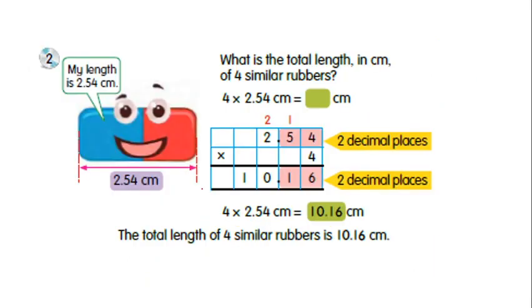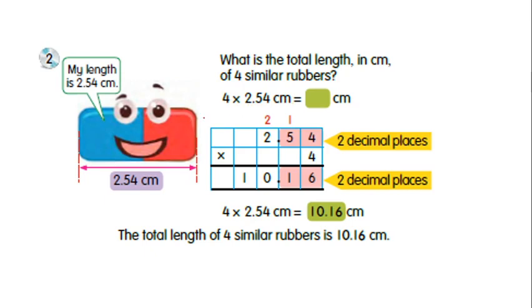So the important point is the decimal point and the decimal places. Okay, kalau darab seperti nombor biasa juga, cuma tengok pada titik perpuluhan dan juga berapa tempat perpuluhan. Okay, let's look at another example. Alright, here my length is 2.54 cm. Okay, what is the total length in cm of 4 similar rubbers? 4 pemadam yang sama.